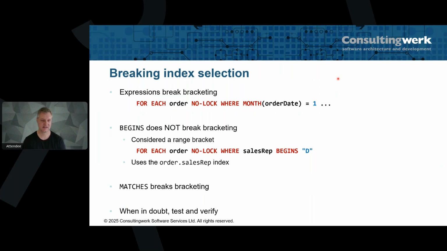Begins is nice because it is basically considered a range, right? Greater than or equal to, almost. You could think of it as a greater than or equal to. Matches, on the other hand, does not do that. It breaks bracketing. And again, you can see this by the indexes that are selected. As I said, generally it's enough to see what index name is, and you'll be like, hang on, I wasn't expecting to use that one. Why is it using that index?